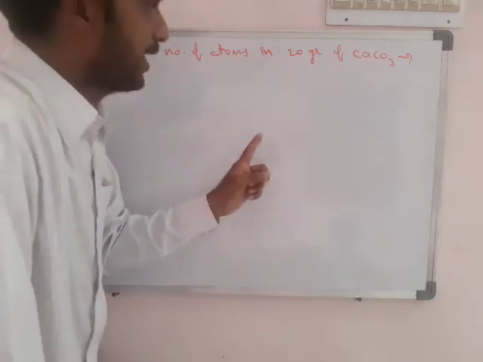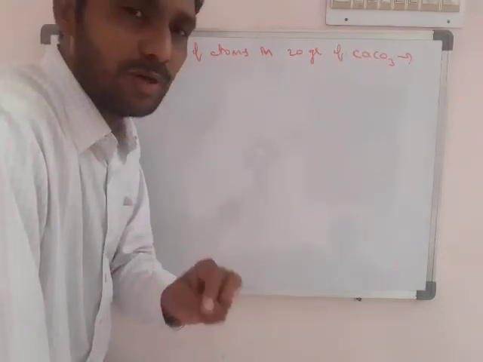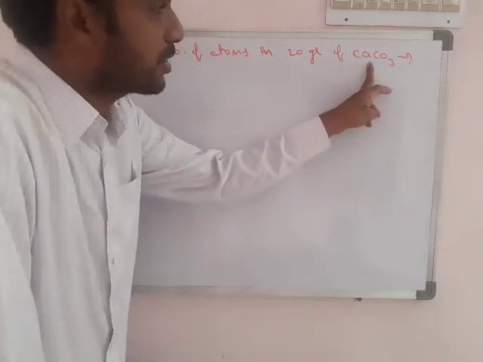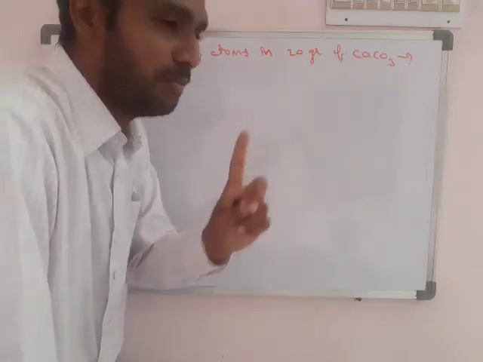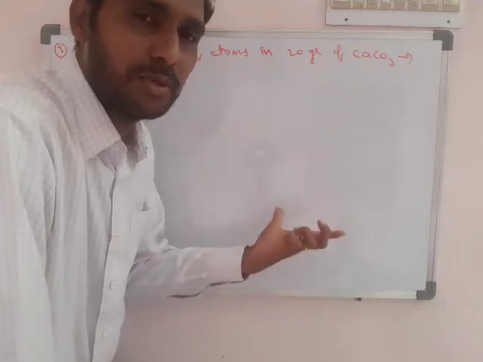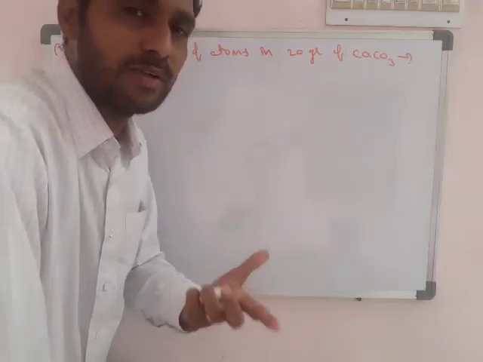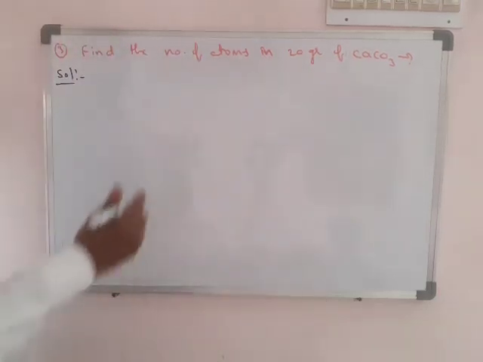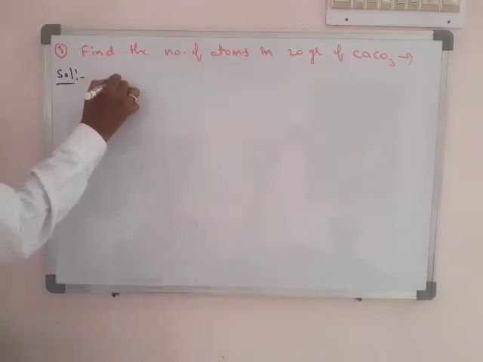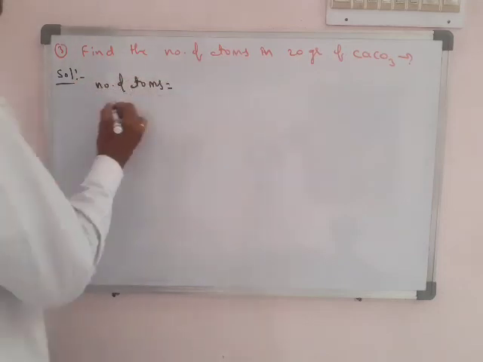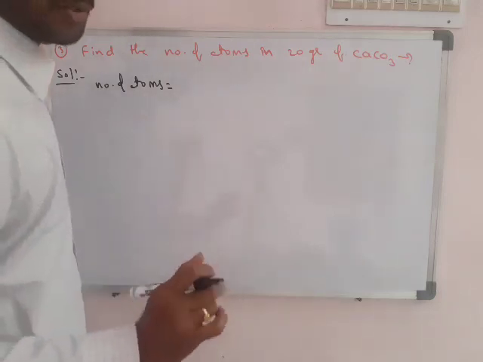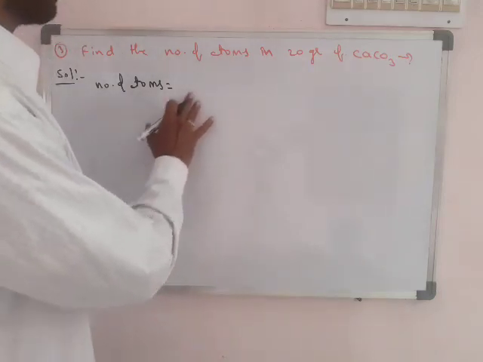For example, if you get one molecule, how many atoms are in one molecule? 1 calcium, 1 carbon, 3 oxygen: 3, 4, 5. So one molecule has 5 atoms. However many molecules we get, multiplied by 5, we will get the number of atoms. So I will have a formula to calculate the number of atoms. Actually we have 2 formulas.